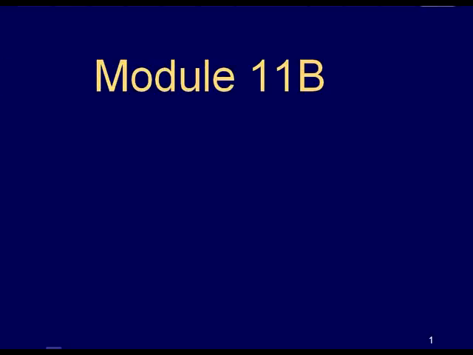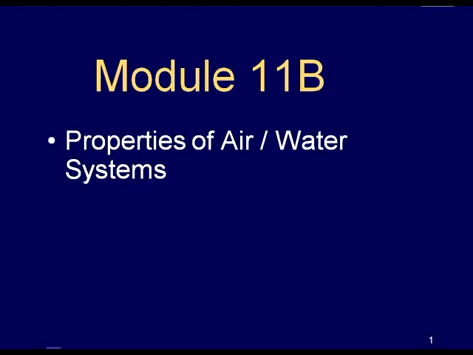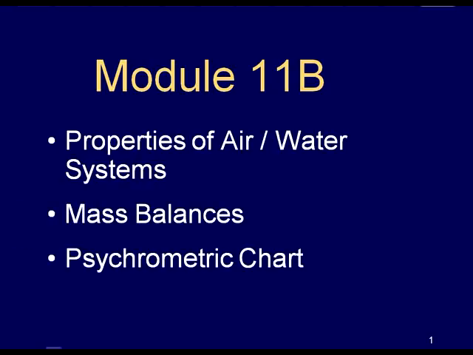Okay, here we are in module 11B. We'll look at the properties of air and water systems again, do some simple mass balances, and look at what we call the psychrometric chart, which is a really convenient way of representing the properties of air-water mixtures.